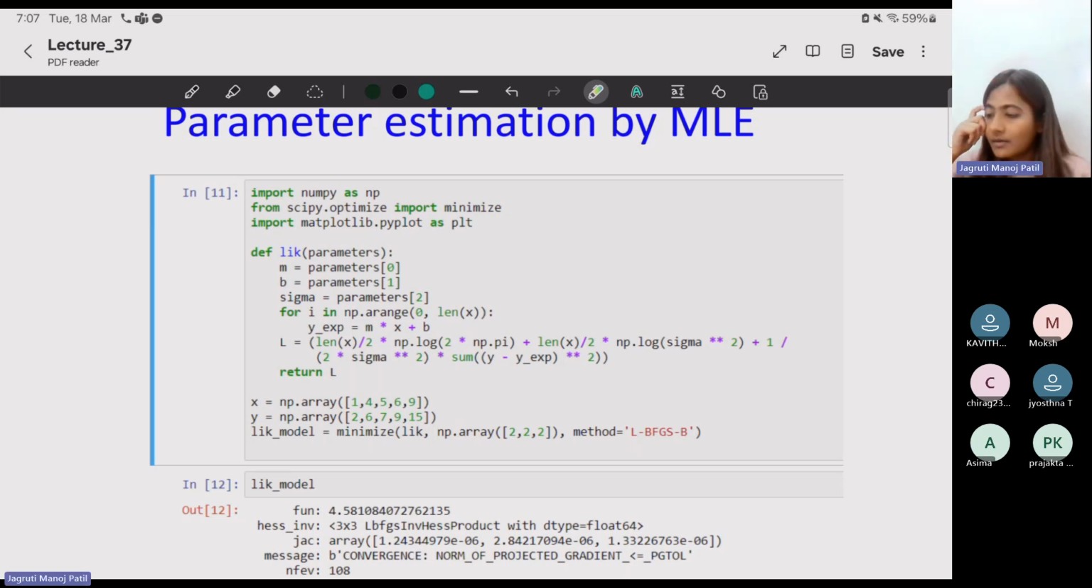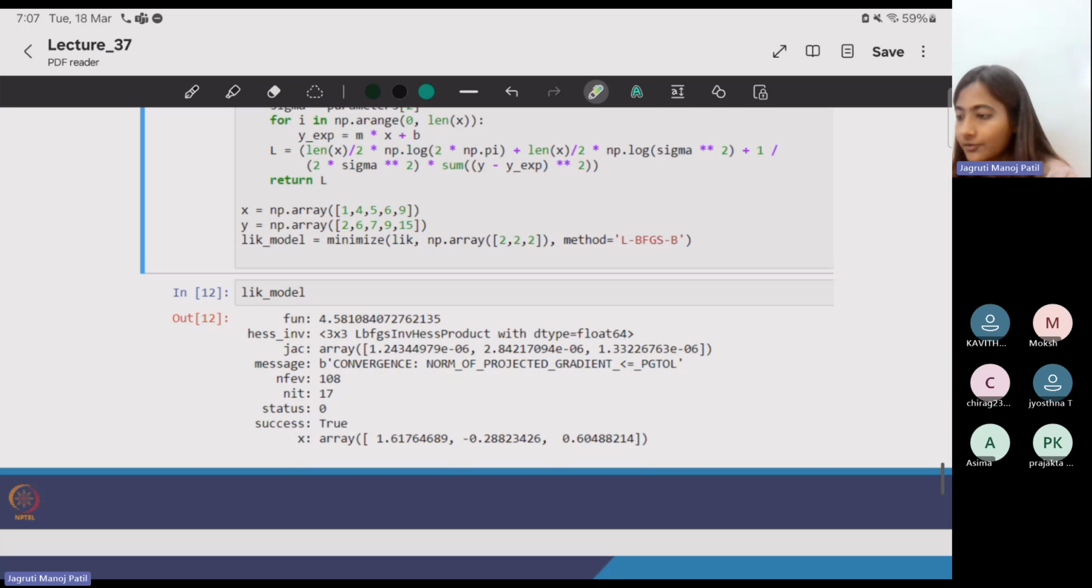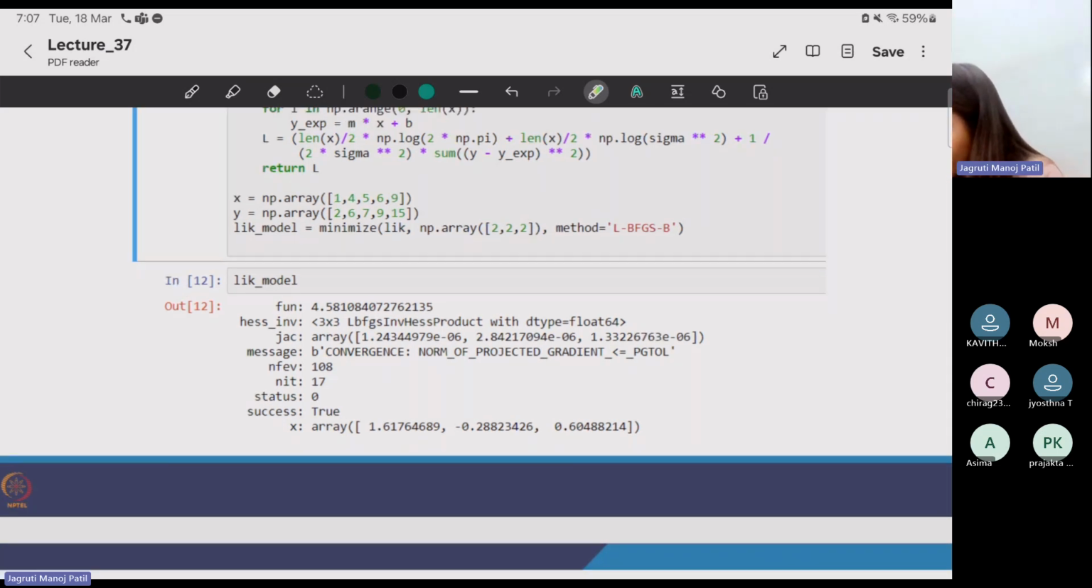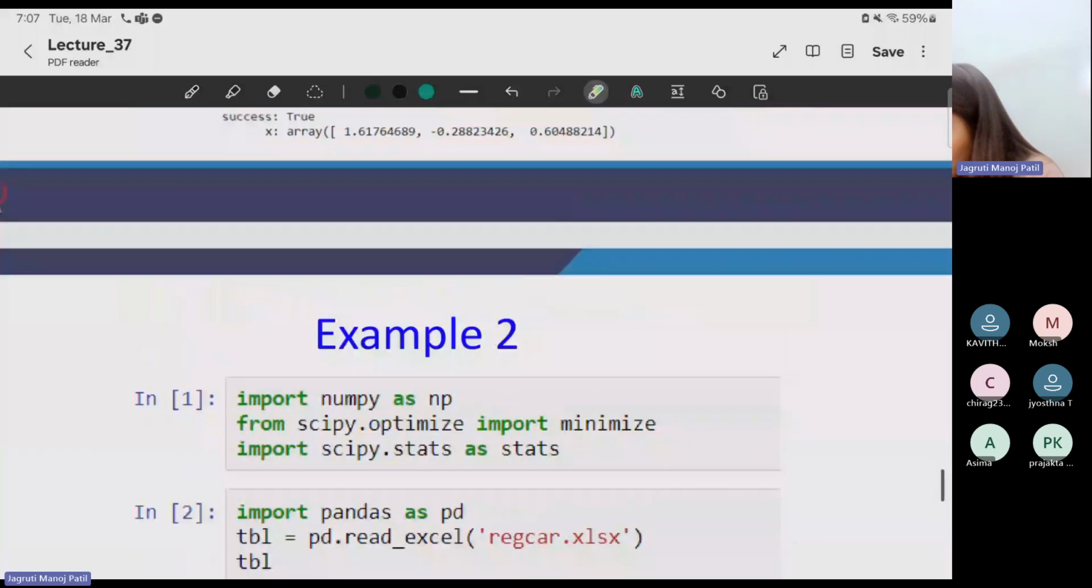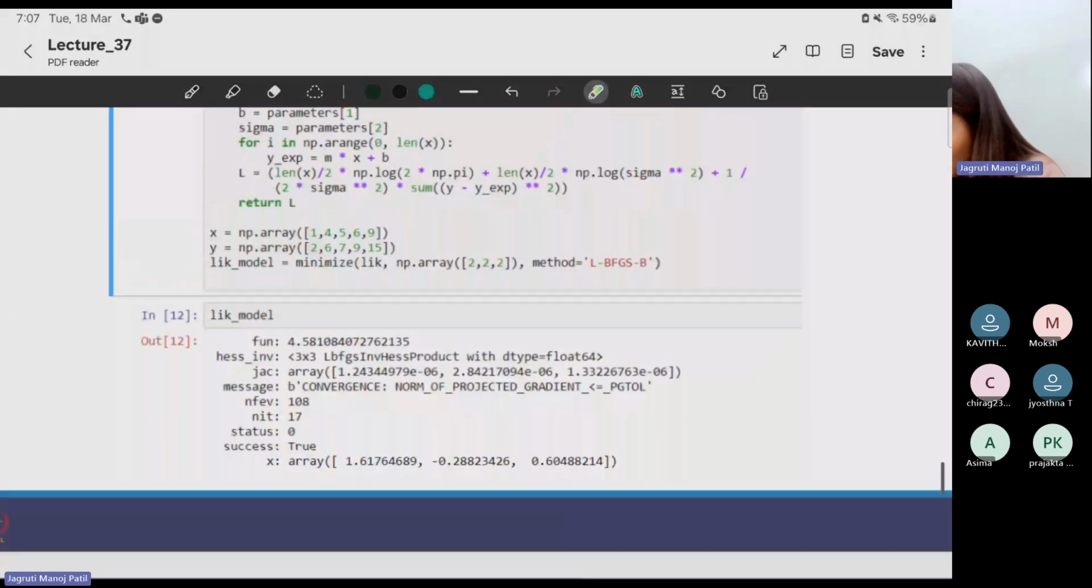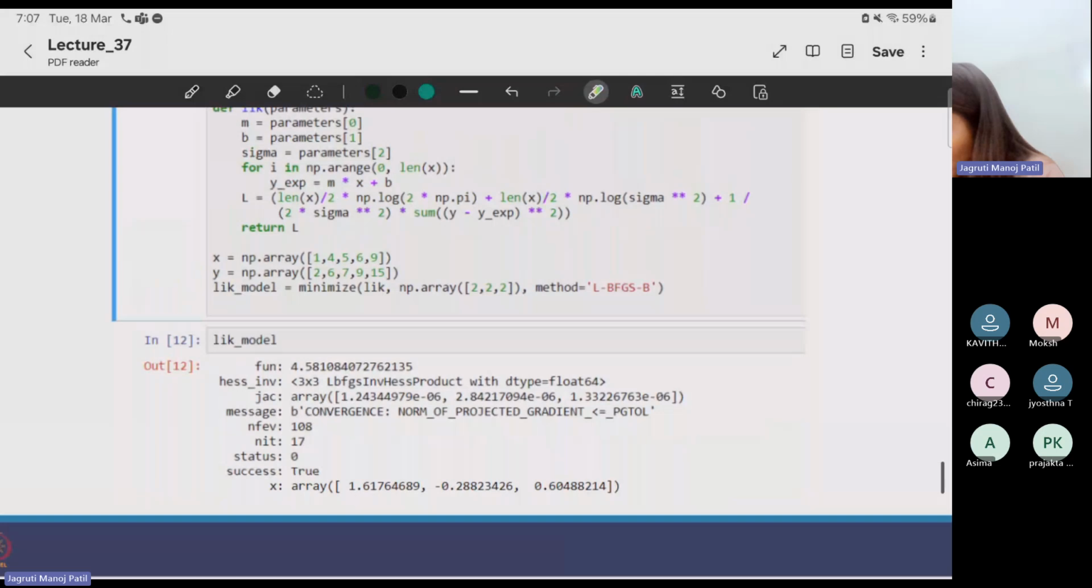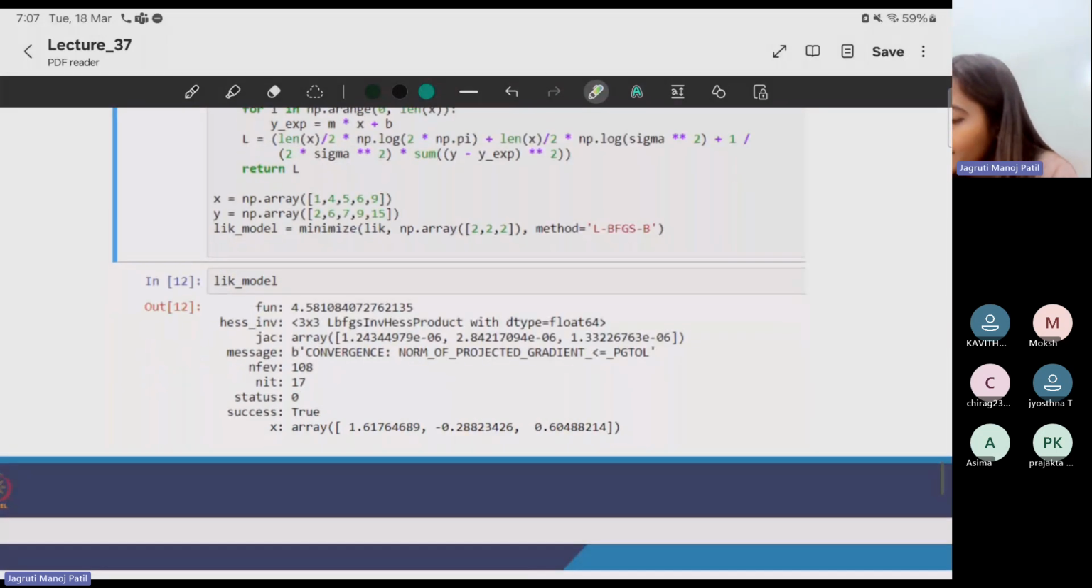Yes, so this is how we did it. Now we find the likelihood function. So that was minimize of that particular function. Okay, this is just solving the function. I didn't say anything about it. Likelihood of the function. Oh yeah, here.